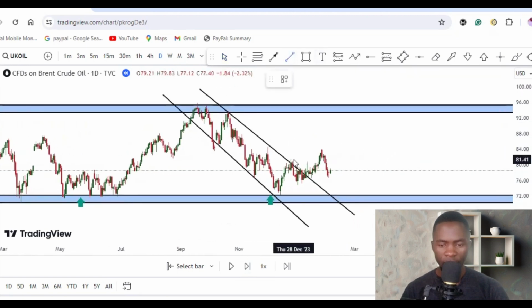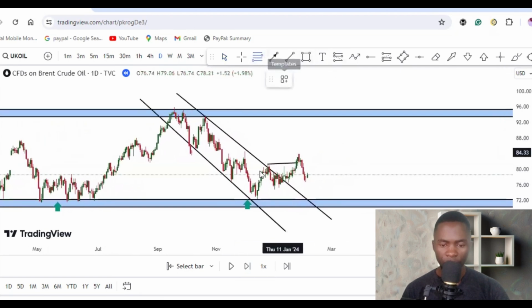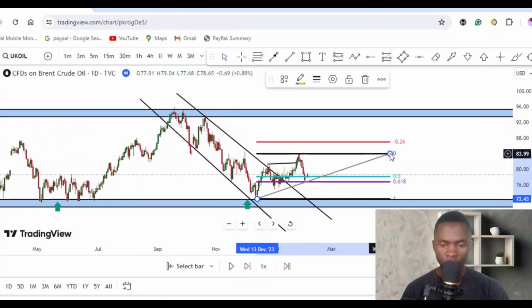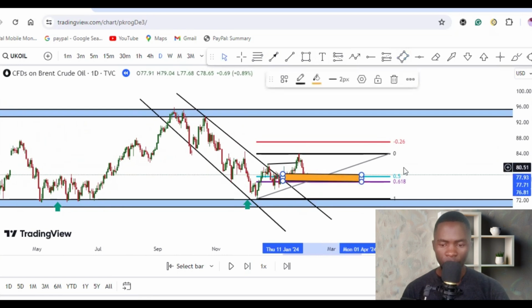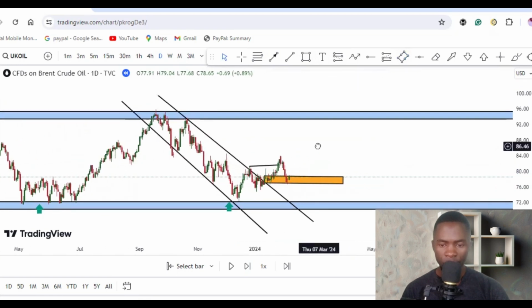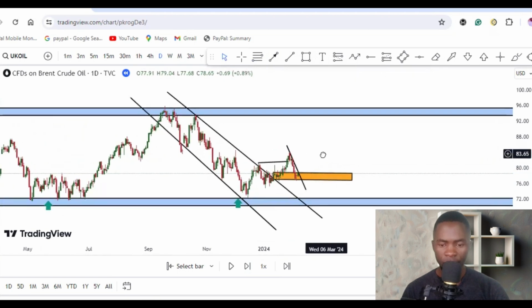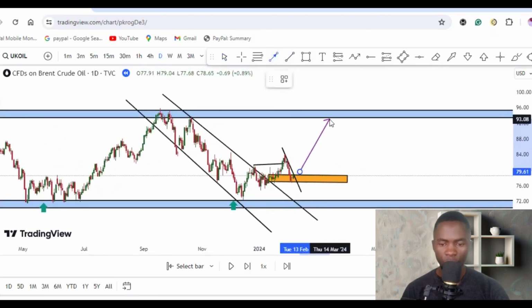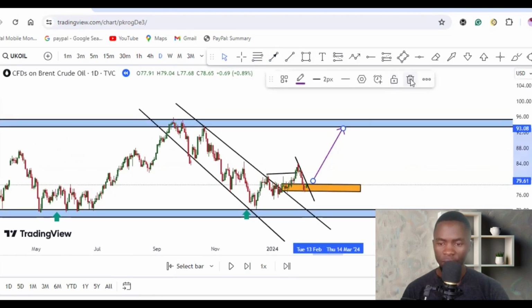We also have an added confluence here, the change of direction. So let me use my fib tool from low to high, my yellow zone. That's my yellow zone. Then counter trend line. That's my counter trend line. So I'm expecting the market to buy around this to this place. So that is my expectation.